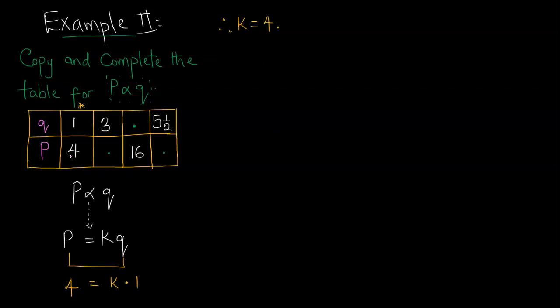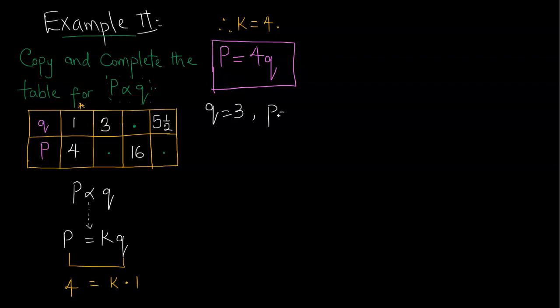Thus, having obtained the constant, we can just write out the formula connecting p and q. So we know already that p equals kq. So since k equals 4, then the formula connecting p and q would be p equals 4q. This is the formula connecting p and q. It's also called the relationship between p and q. Now, having obtained this, we can go on to obtain the value of p when q is 3. So that's the third column here. We've got the value of q as 3 and p as unknown.